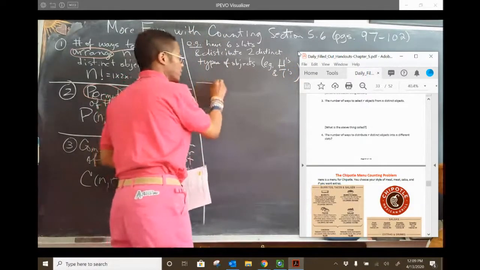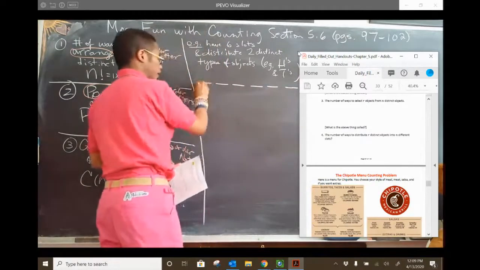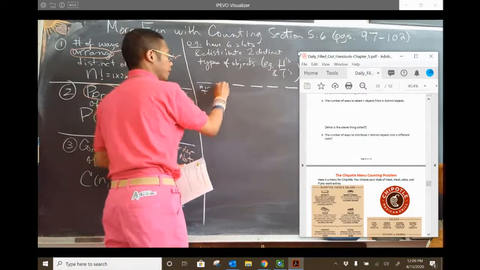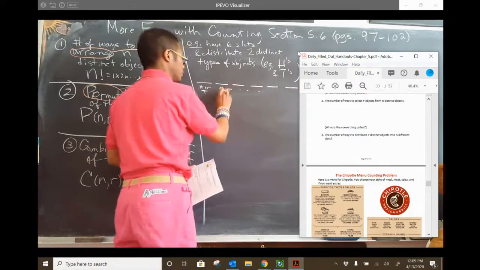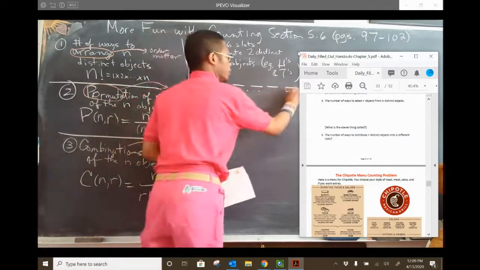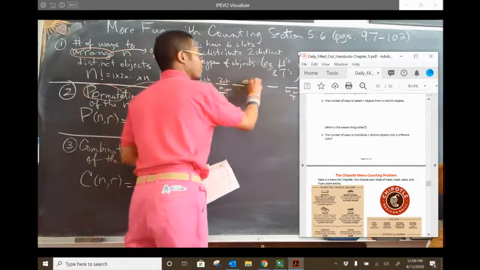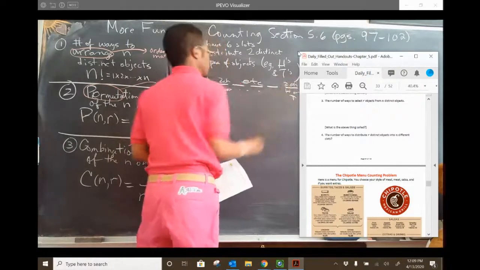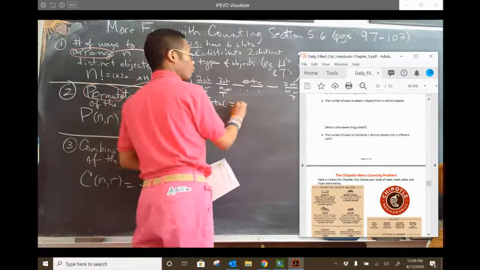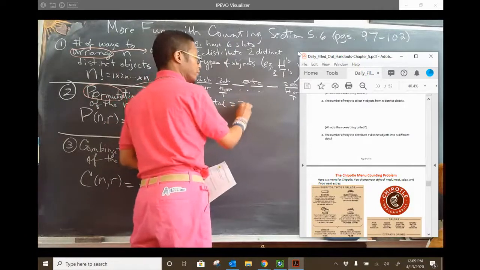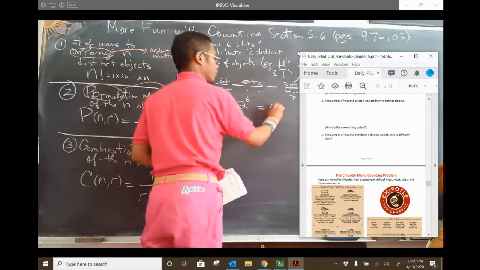So what I do is draw out the 6 slots. And then I say, well, this can be H or T. This can be H or T. H or T, H or T, H or T, H or T. So now I have two choices for each. So the total is 2 times 2 times 2 times 2 times 2 times 2, in other words, 2 to the 6th, which is 64 ways.